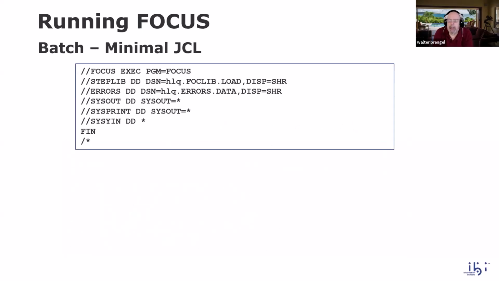If you're running in batch, your minimal JCL is going to be a program equals focus. You need your steplib telling it where it goes to, unless you have it in linked list, your errors, and you should also have a sysout and a sysprint. The sysout isn't as important as the sysprint, but you definitely have to have a sysprint. The SYSIN should be sysin, not with a y. Take the second y out.